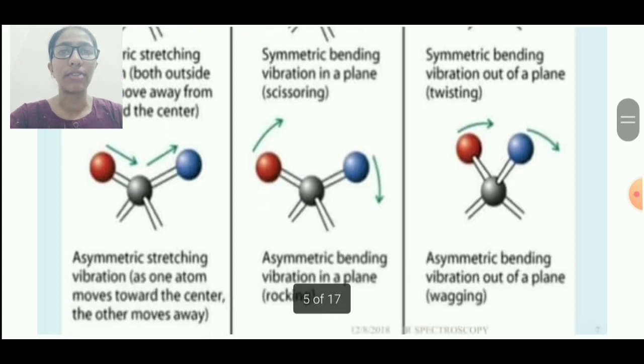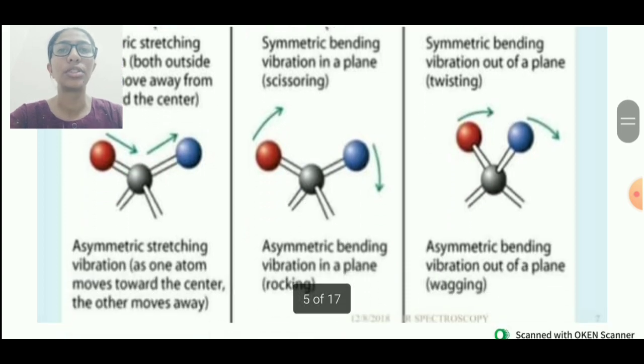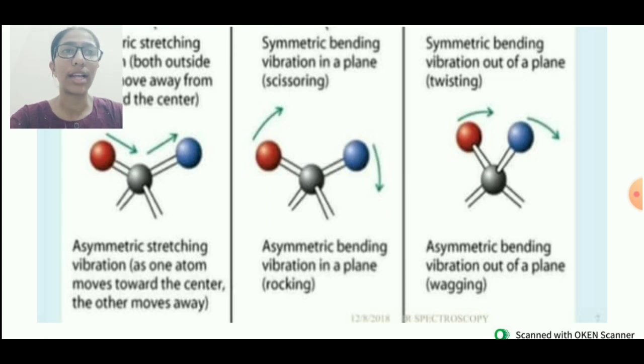Asymmetric stretching vibration, as one atom moves toward the center and the other moves away. Asymmetric bending vibration in a plane, rocking. Asymmetric bending vibration out of plane, wagging.